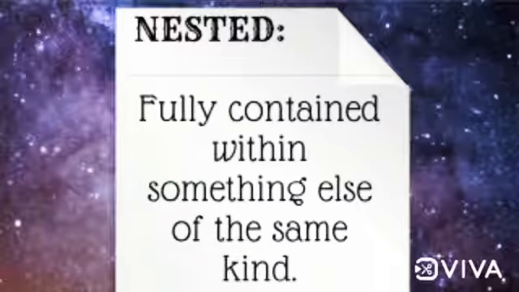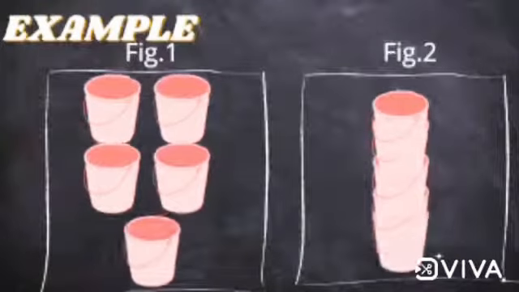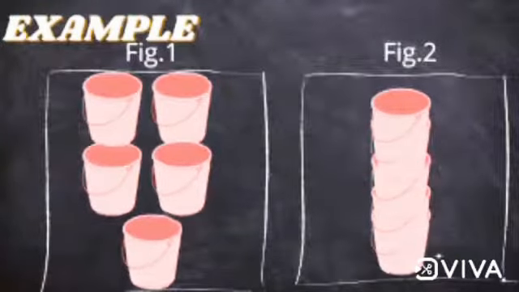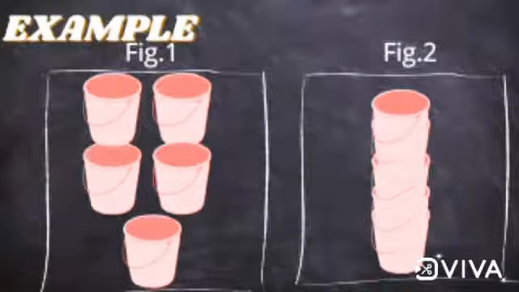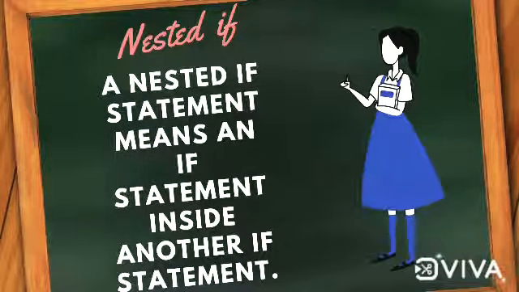Let's take an example. In figure 1, I have taken 5 separate buckets. If I put them one inside another, each bucket, then it is called nested. They became nested. The same thing happens with nested if. A nested if statement means an if statement inside another if statement.